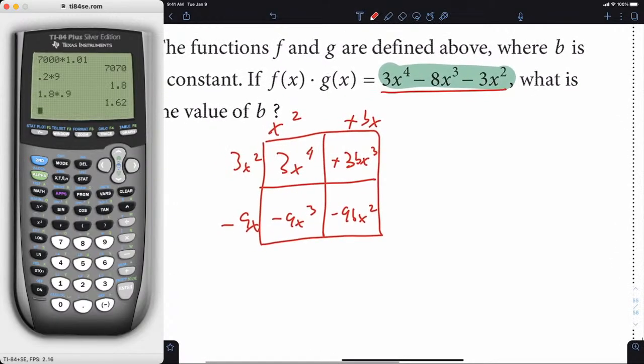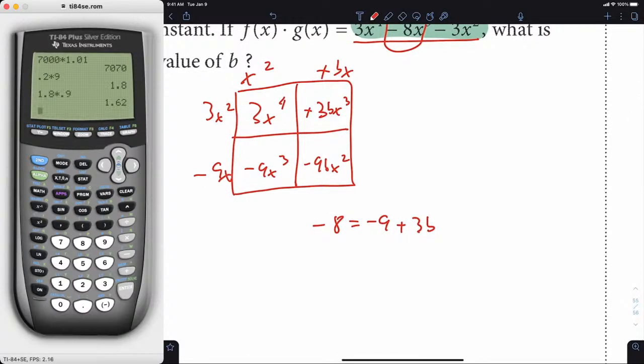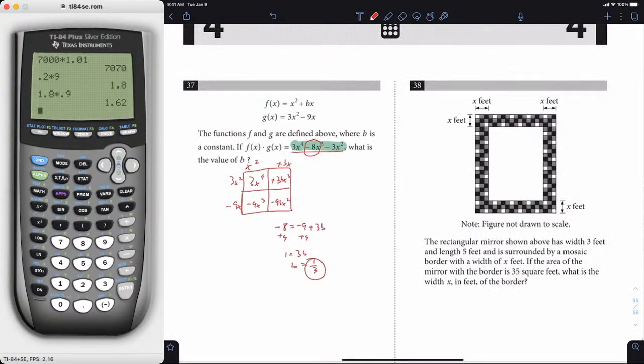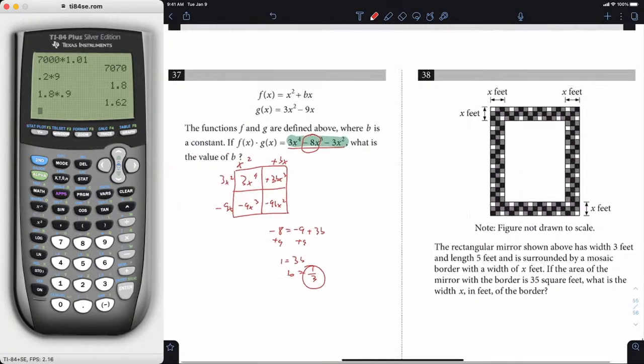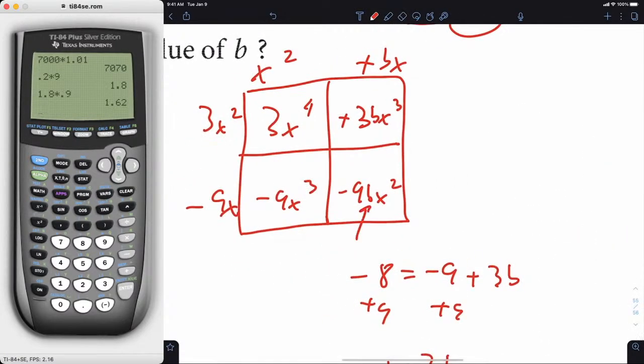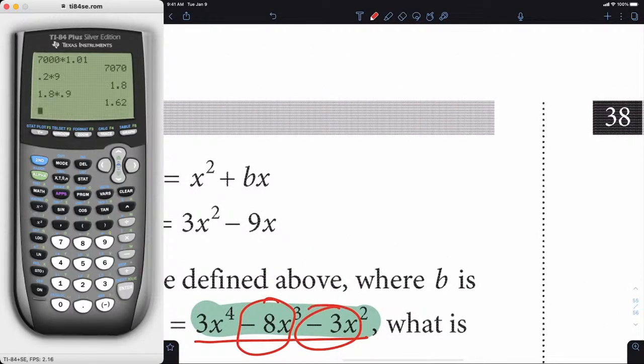Well, we know that our x cubed terms have to add up to -8. So -8 has to equal -9 plus 3b. I'm okay with that. Let's add over 9. 1 equals 3b, so b is equal to 1/3. That makes sense too, because if we plug in 1/3 for b here, then we get -3x squared, which matches up perfectly with our -3x squared.